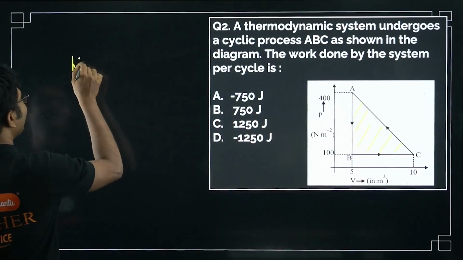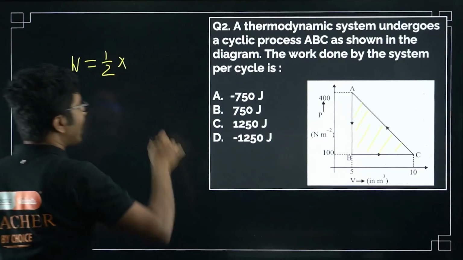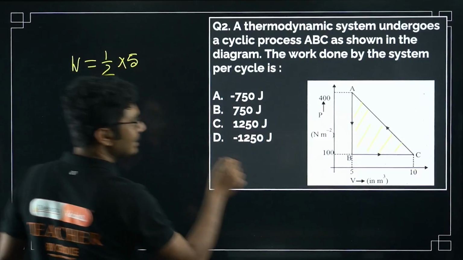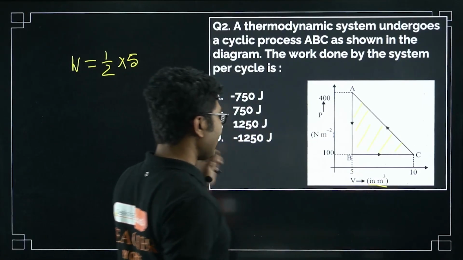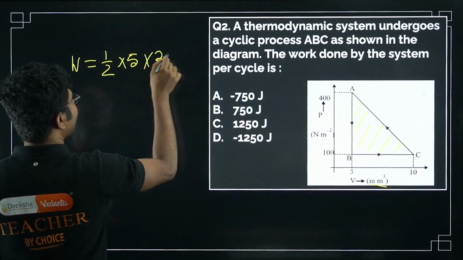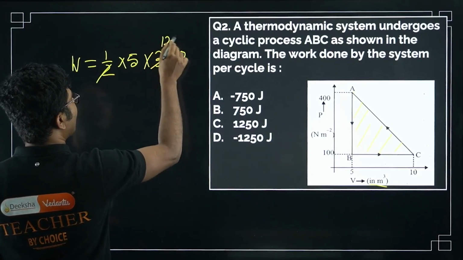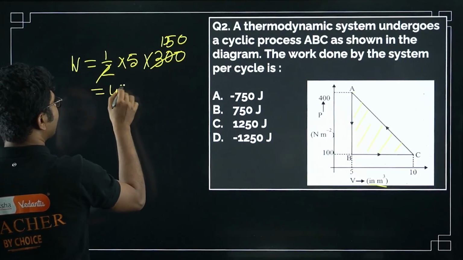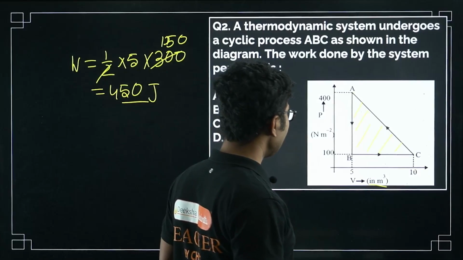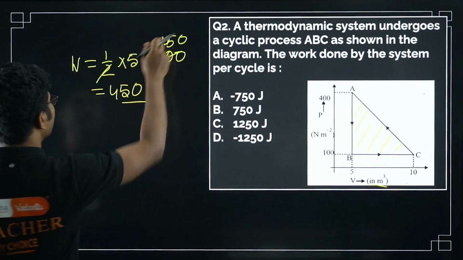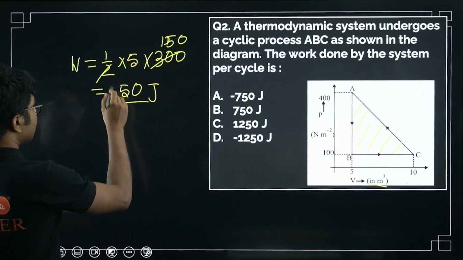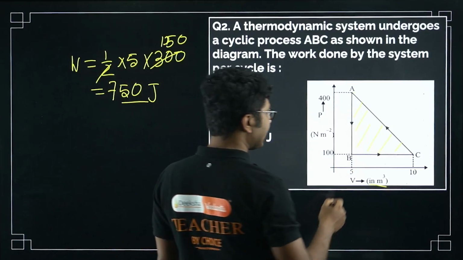Work done is equal to half base into height. Base is 10 minus 5, that is 5. Okay, base is 5. Now check the units. It is in meter cube, so no problem. And into height. Height is 400 minus 100, that is 300. Okay, so it will be 150 into 3, that is 450. Sorry, 5 into 15 is 750. So 750.